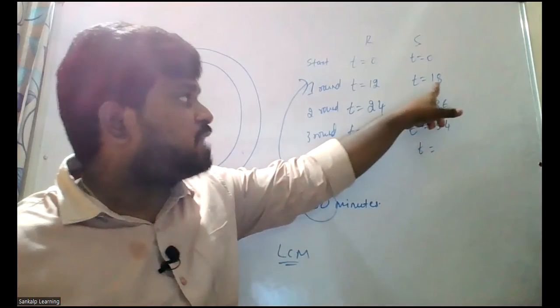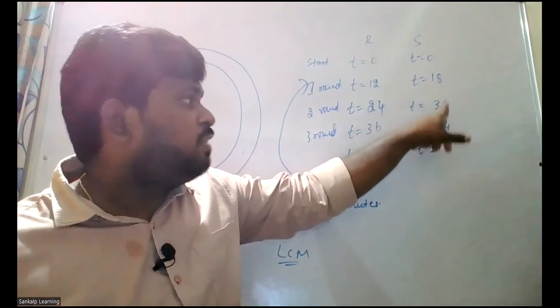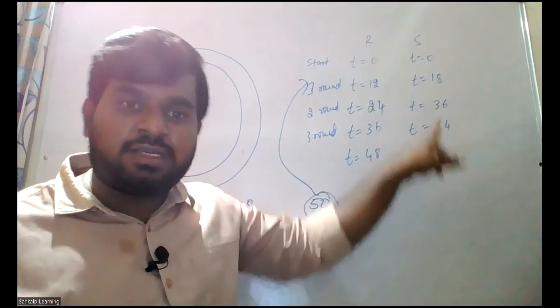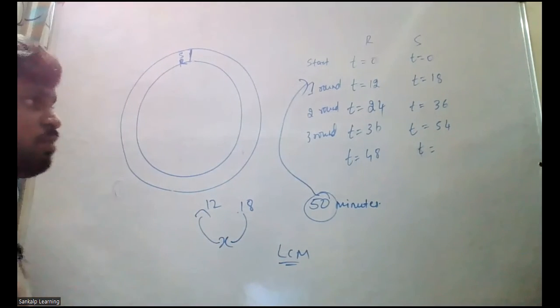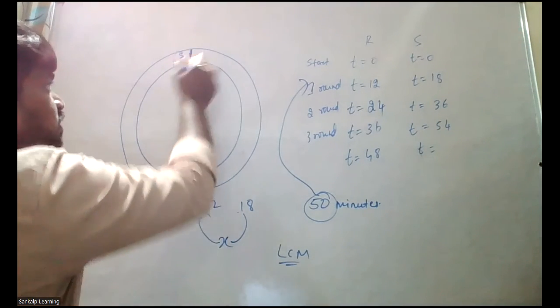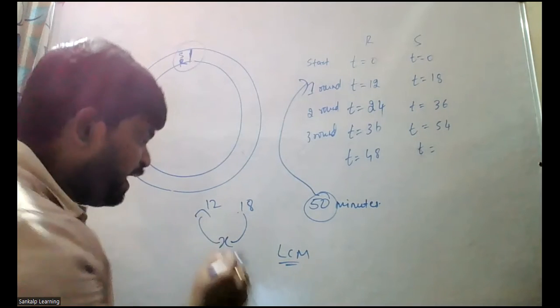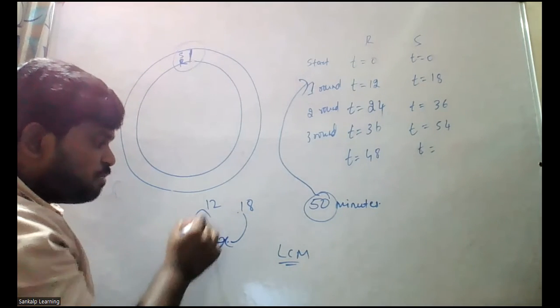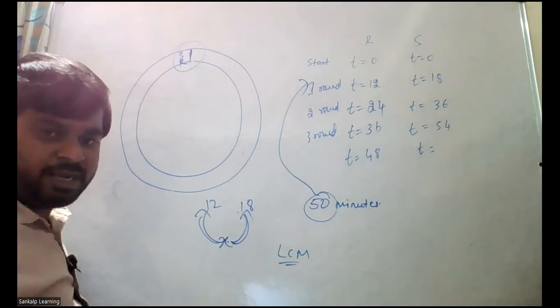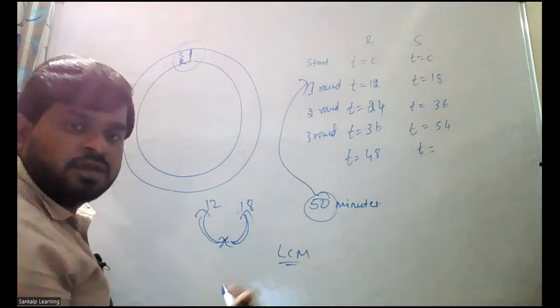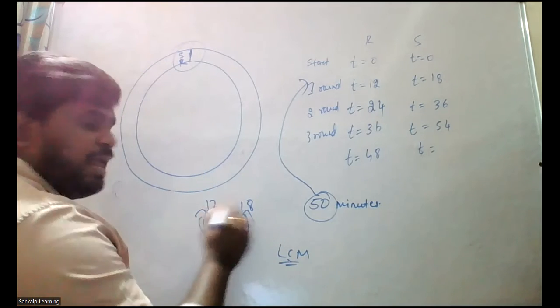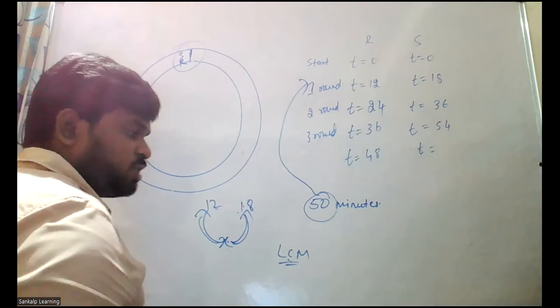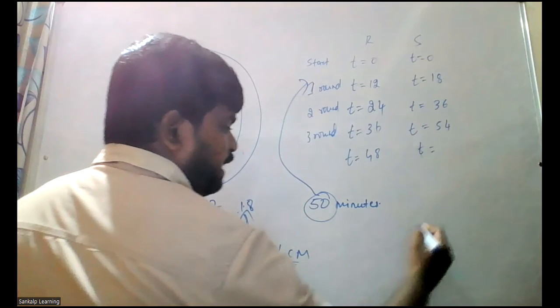She'll be at the starting point at the 18th minute, 36th minute, 54th minute, 72nd minute, 90th minute, and so on, isn't it? So if both have to be at the starting point, then I have to find a number that is a multiple of 12 as well as a multiple of 18, meaning a common multiple. I'm trying to find the least number. Therefore, I have to find the LCM of 12 and 18. That is the logic. So, LCM of 12 and 18.